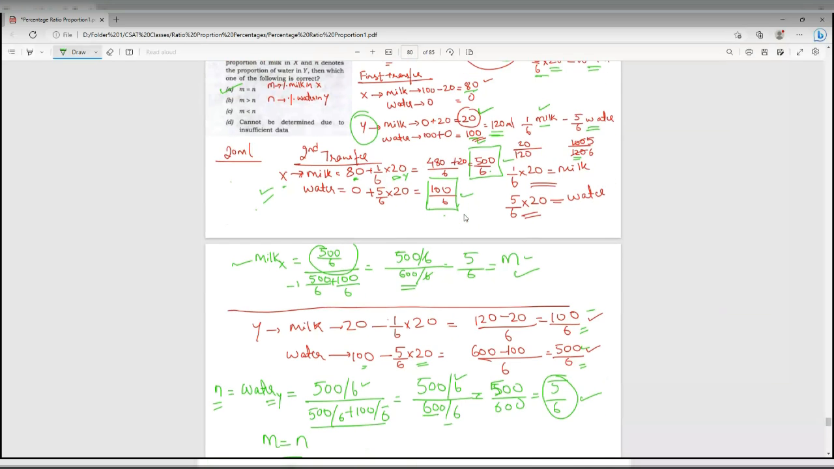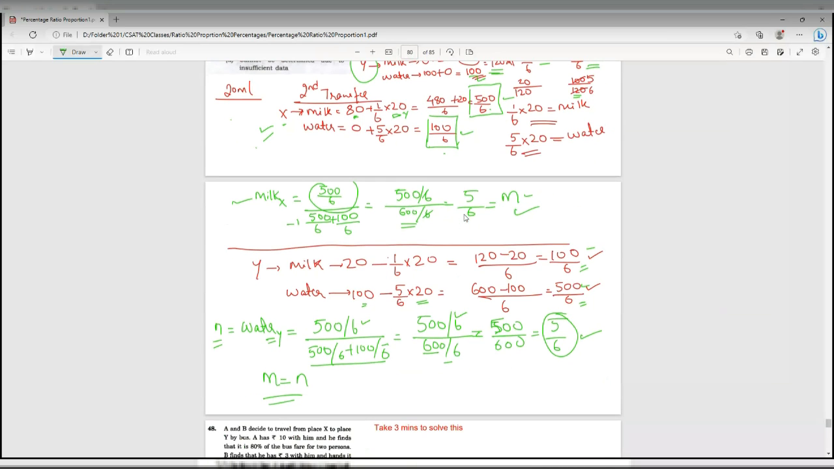Then what will happen in container Y? Initially 20 ml of milk was transferred from container X, so that 20 ml was already existing. Now 20 ml is being removed. In that 20 ml, milk was 1/6 because the concentration was equally distributed. So 1/6 of 20 ml was removed, and the remaining milk is 100/6 ml in Y. Water, earlier 100 ml was there. Now 5/6 of 20 ml is being removed, so the remaining portion is 500/6.